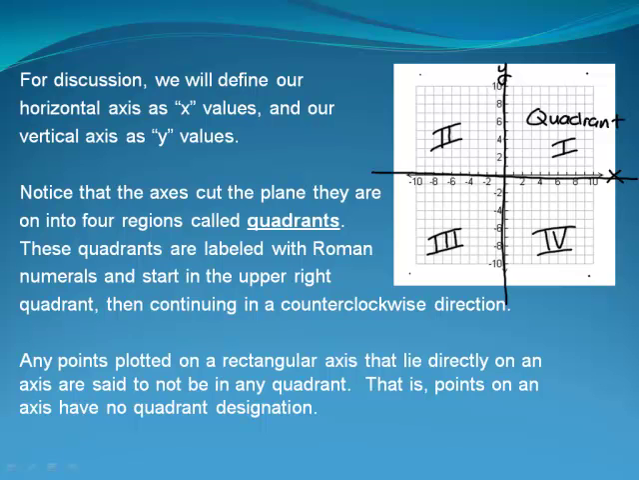Any points plotted on the rectangular axis that lie directly on an axis are said to not be in any quadrant. That is, points on an axis have no quadrant designation.